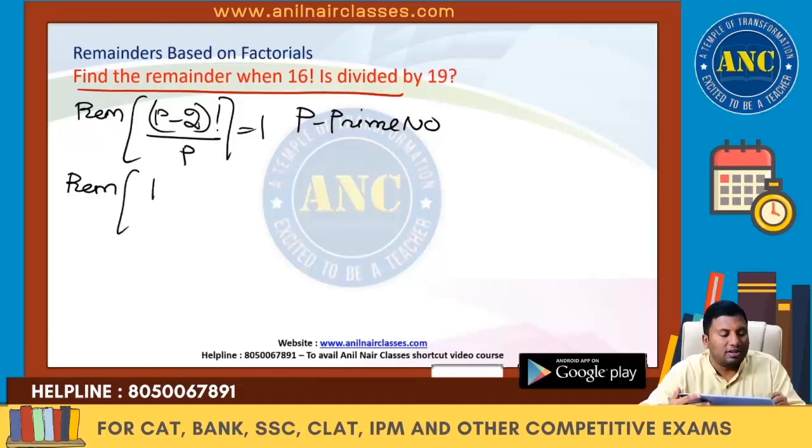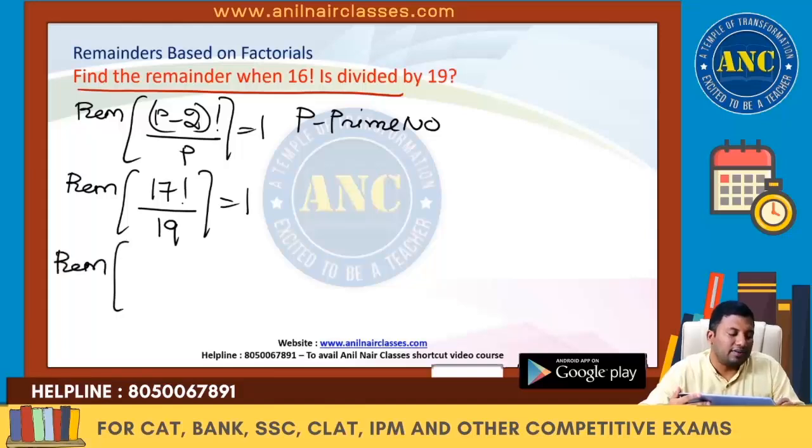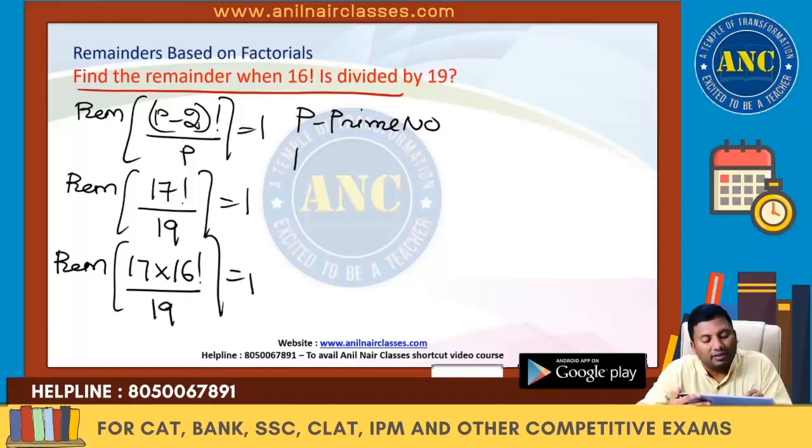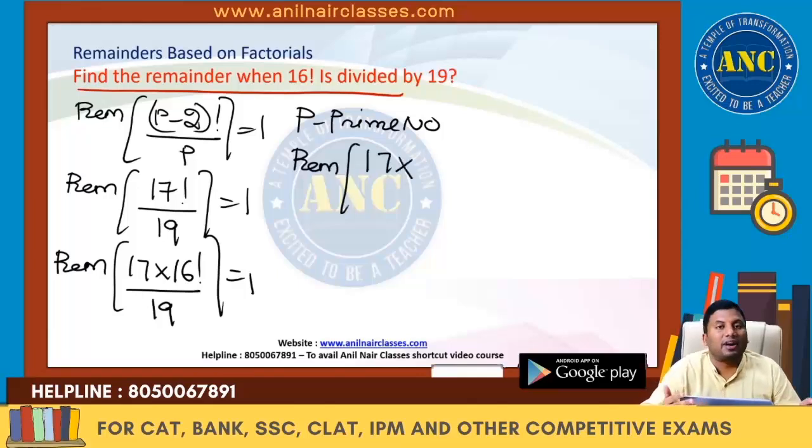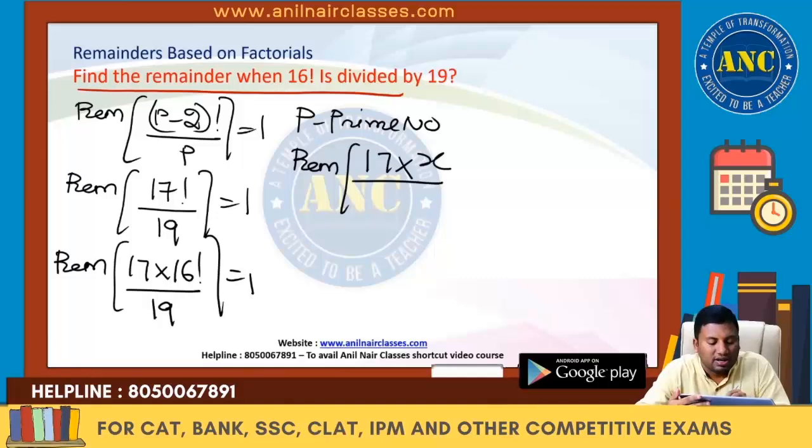17 factorial divided by 19 gives remainder 1. 17 factorial is 17 into 16 factorial. When divided by 19, 17 leaves remainder 17. Let 16 factorial divided by 19 leave remainder x. When I further divide, the remainder will not change.